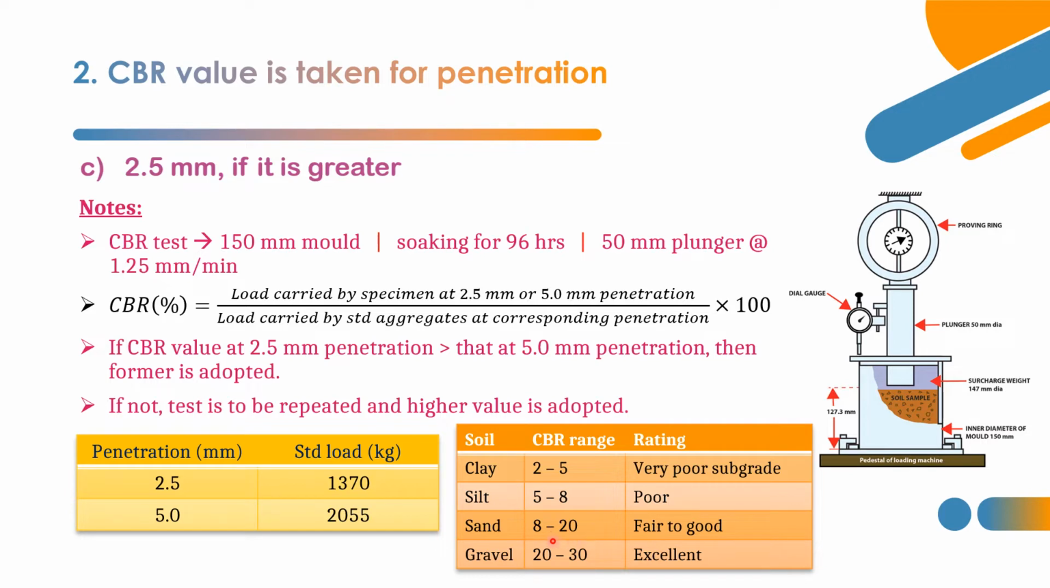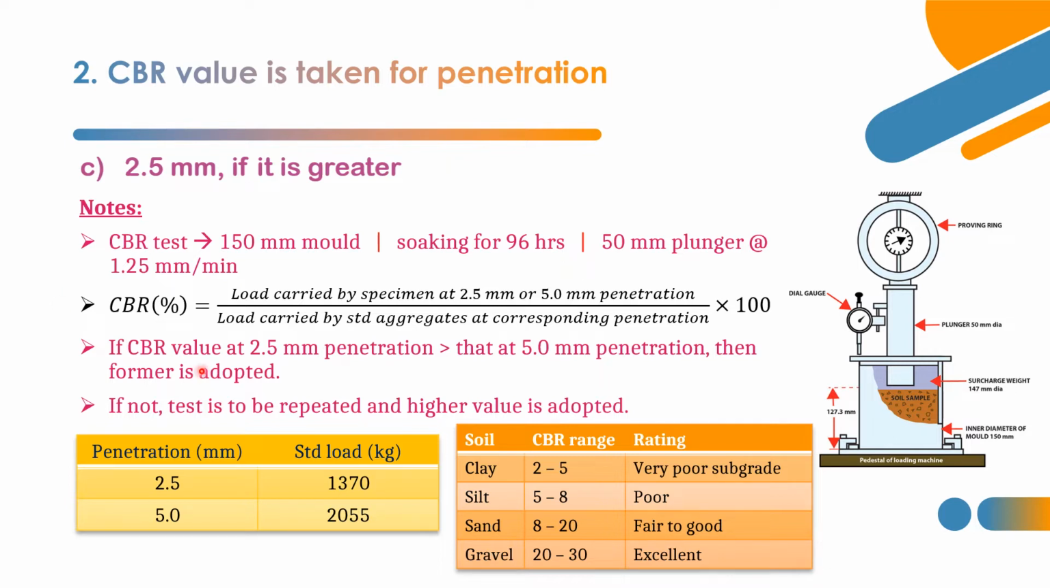And in case of 8 to 20 for sandy soil, it can be rated as fair to good subgrade, and the excellent one is the gravel. And for gravel, CBR range will be 20 to 30%. So these are the basic important points to be noted in case of California bearing ratio, CBR value.